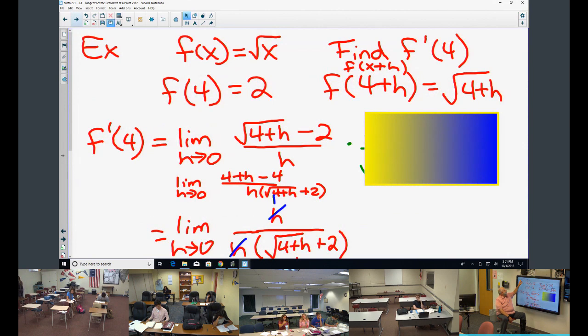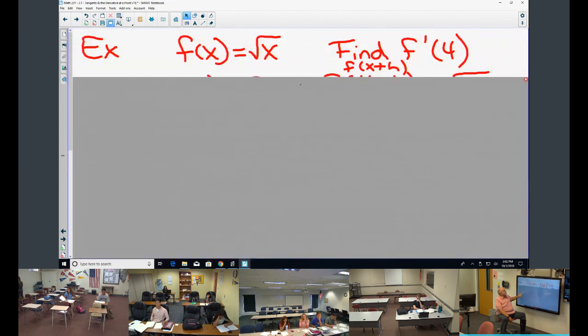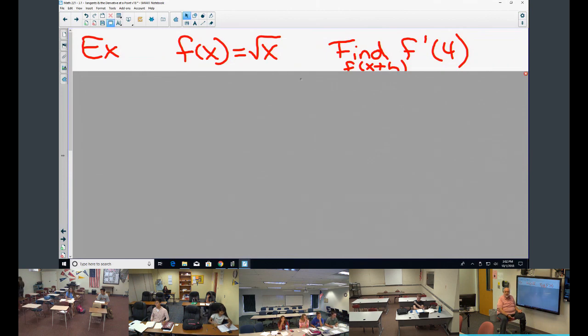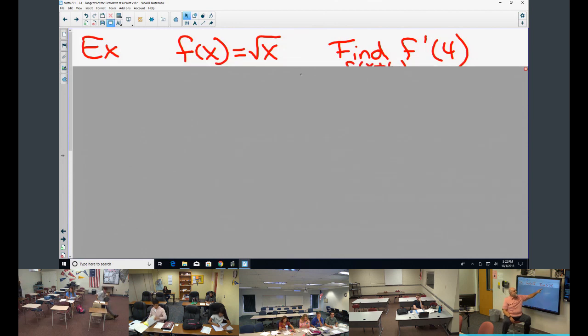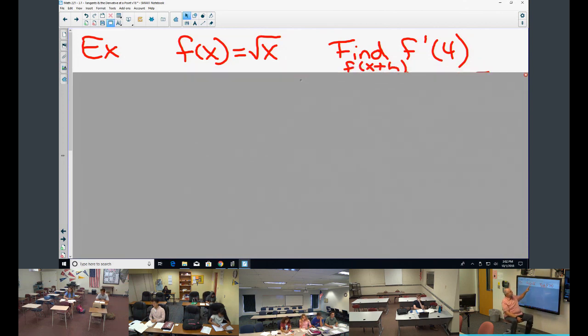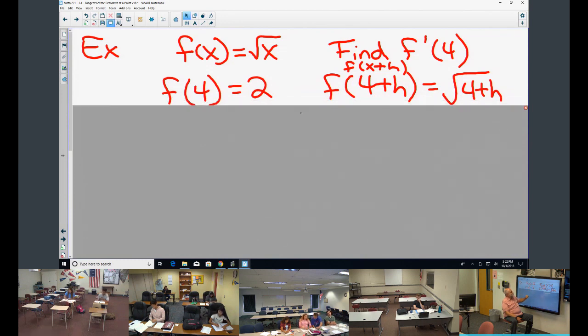But if the question says find the slope first, then plug it in at the end. So here's an example where I'm going to plug it in at the beginning. Let's say I have f of x equals the square root of x, and I want to find f prime at 4. That means I need to find the derivative and then plug in 4, or I could plug in 4 and take the derivative. So f of 4 is the square root of 4, which is 2. And if I plug in 4 for x, I get the square root of 4 plus h. Everybody with me so far?